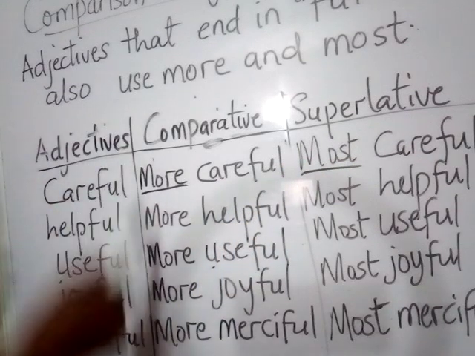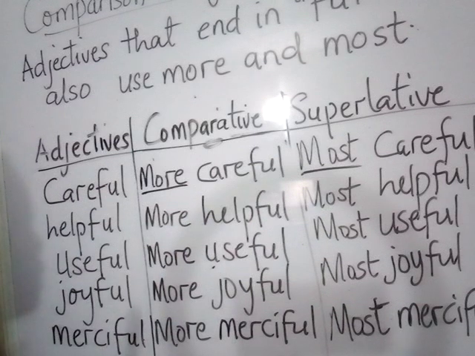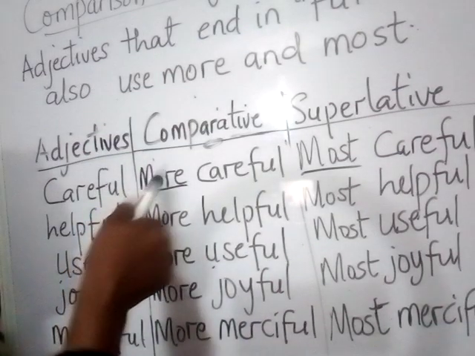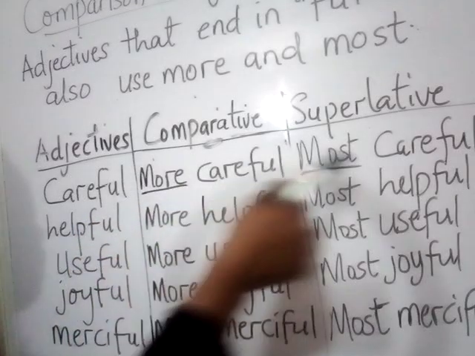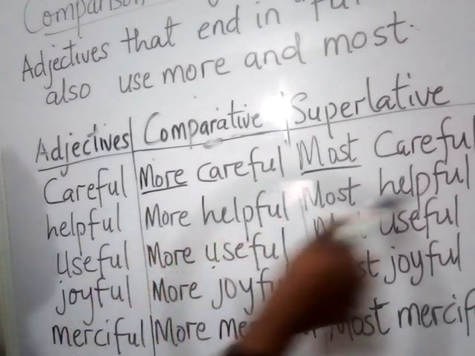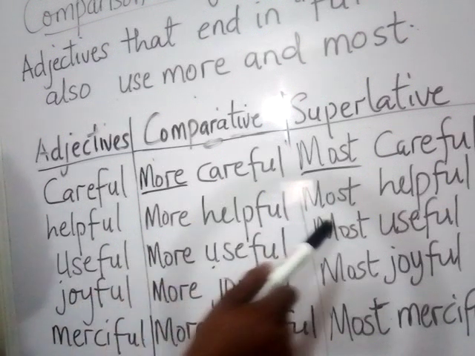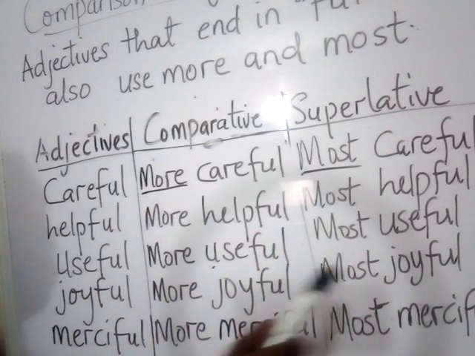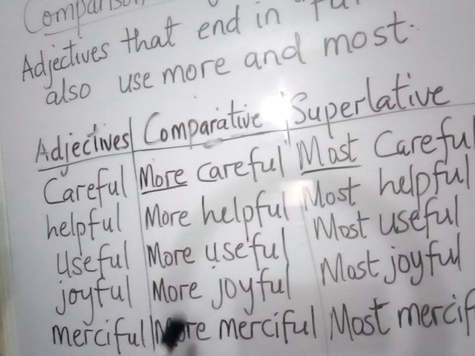Words that end in FUL use more and most, whether they are less than two syllables or more than that, less than three syllables or more than that. Once they end in FUL, they almost all the time change by using more and most. So you have careful, more careful, most careful; helpful, more helpful, most helpful; useful, more useful, most useful; joyful, more joyful, most joyful; and merciful, more merciful, most merciful. Okay, so these are the second category of adjectives that change with the use of more and most.